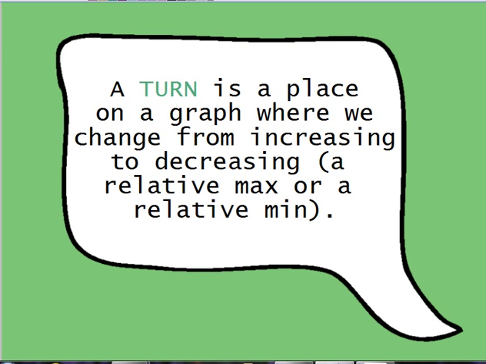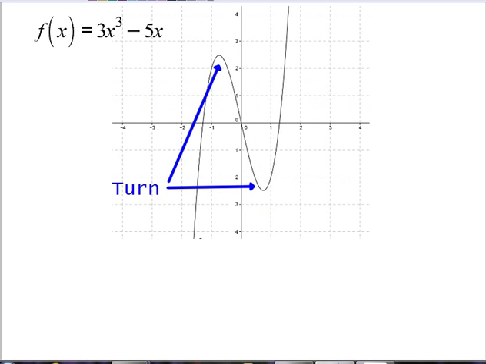A turn is a place on a graph where we change from increasing to decreasing, also known as a relative maximum or a relative minimum. So for instance, in this third degree function, I have 2 points that would be called turns. The first one where I go from increasing to decreasing, the second one where I turn and go from decreasing to increasing.